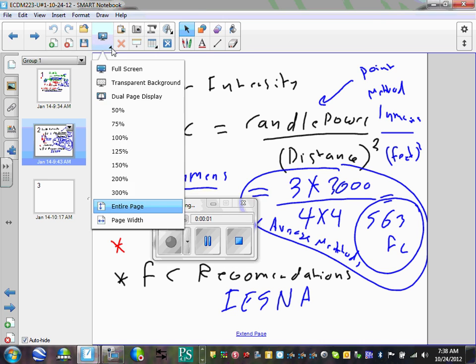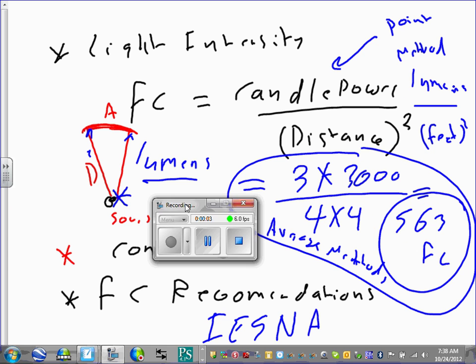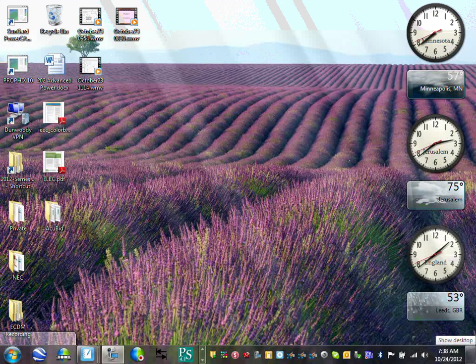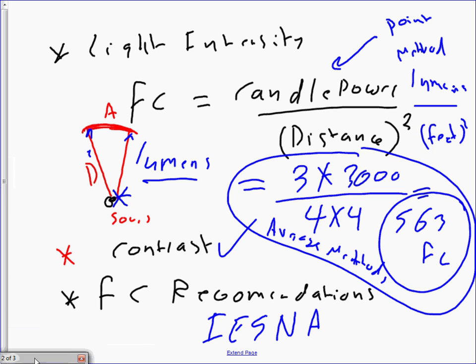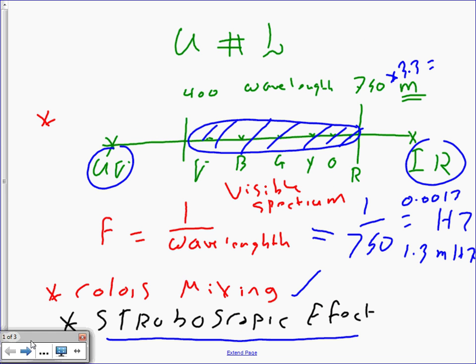Do me a little favor and grab. This is a few slides I sketched here with my nice handwriting about lighting. So this is your, oops, minimize that one. Here you go.